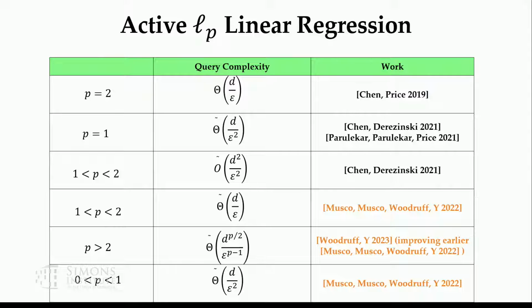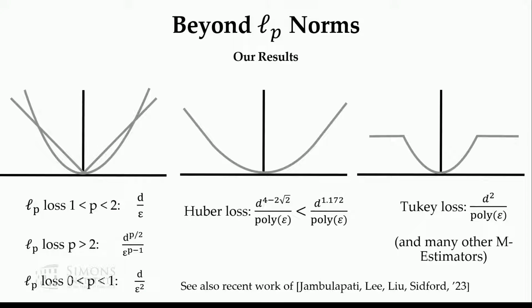I'm not going to talk much about it, but when p is less than 1, it's not a norm, but you can still think of the LP norm as a well-defined quantity, and you can get tight bounds of d over epsilon squared in that case. We show that. Okay, so it's active LP regression.